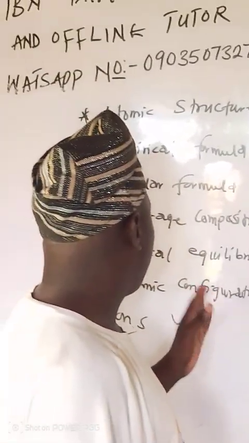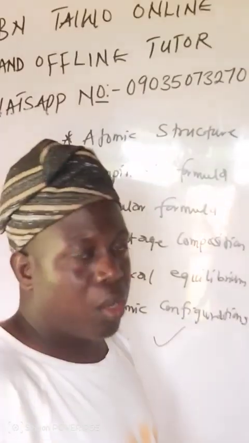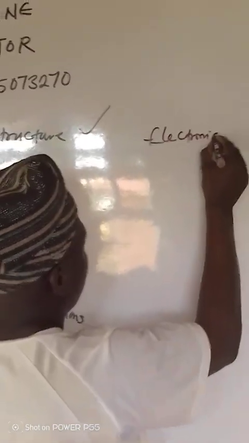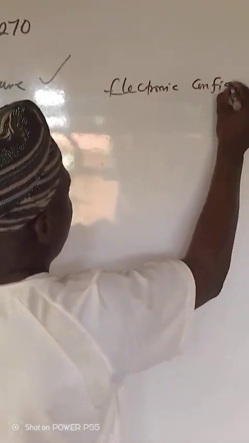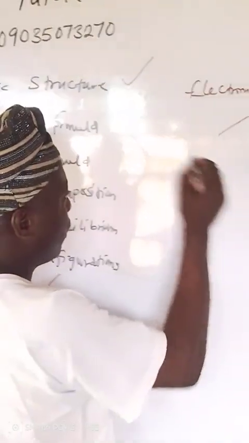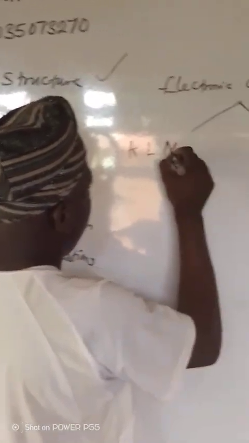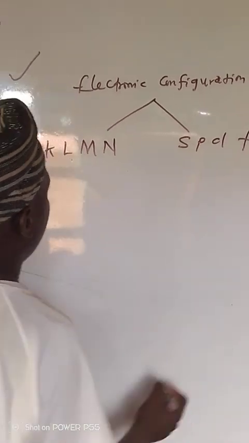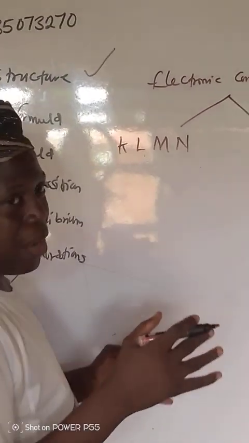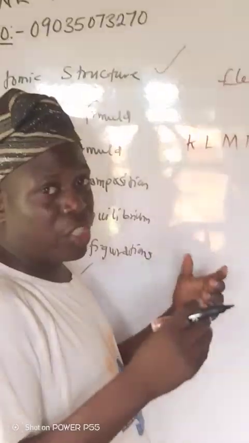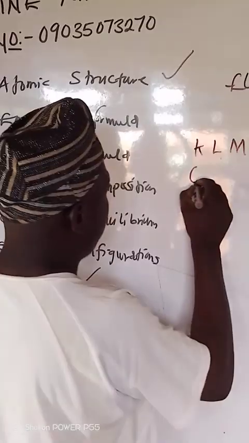The topic that I want to talk about now is electronic configuration. This electronic configuration is divided into two, which are what? KLMN and Spdf. For the KLMN, don't forget that from the atomic structure, we explain that this represents shell. We call it shell.